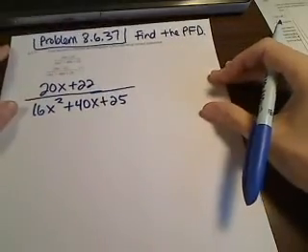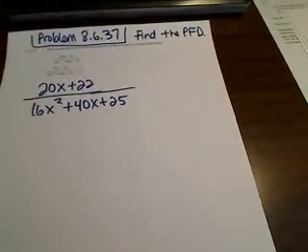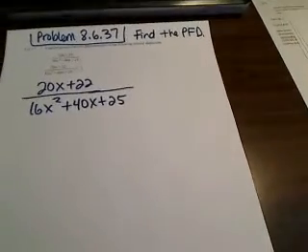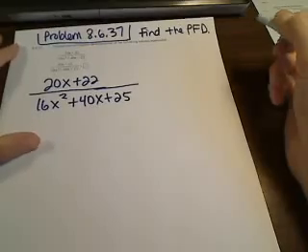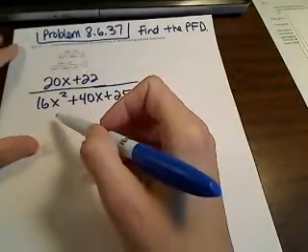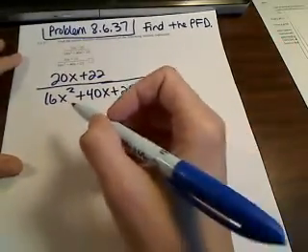Okay, so this is problem 8.6.37, and we're finding the partial fraction decomposition. And anytime you're finding the PFD, the first thing you have to do is factor the denominator of the expression you're working with first.